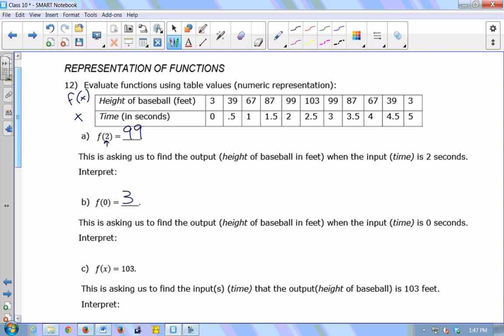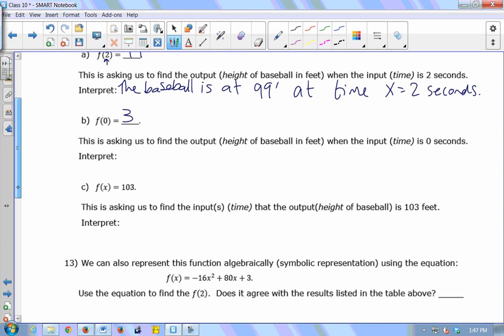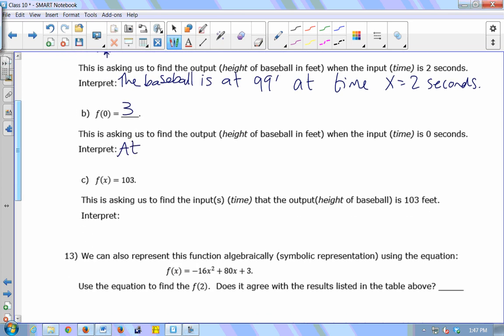Oh, so I've got to do these interpretations. This says the baseball is at 99 feet at time x equals 2 seconds. And f of 0 equals 3, what does that mean? At 0 seconds, that is right before we let go of it, right? Because we're throwing it up in the air. So right before you let go, it's 3 feet off the ground.